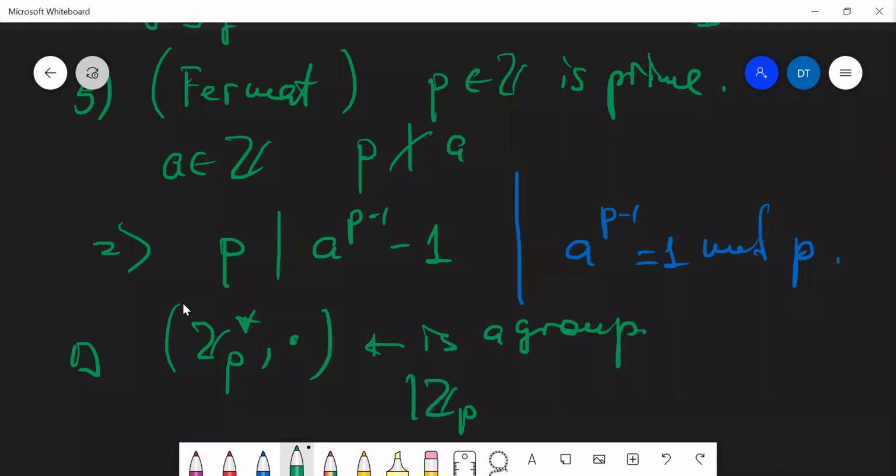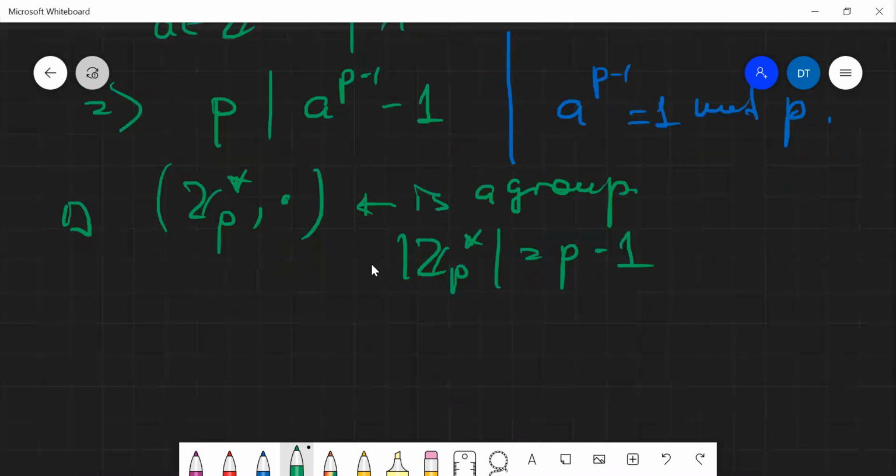And the order of this group is equal to P minus 1. Why? Well, because the order of Z_P is P, and we excluded just one element. So this is the order of our group.